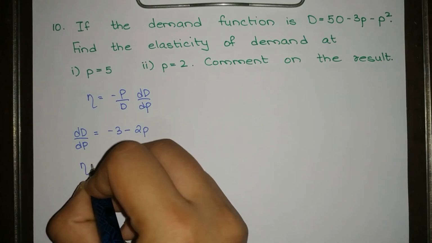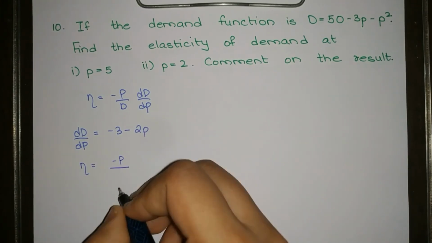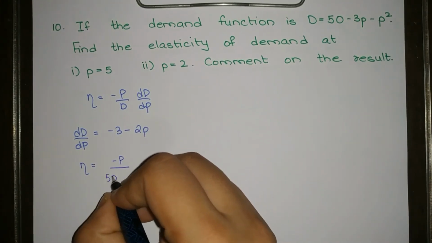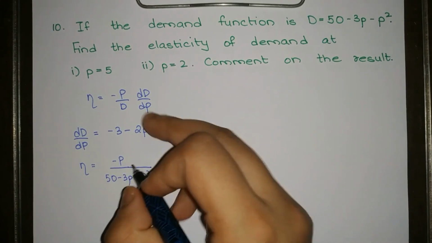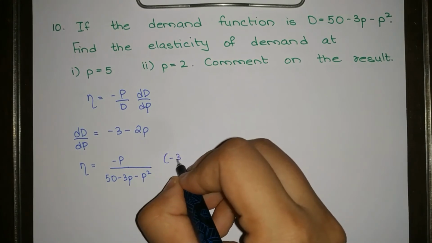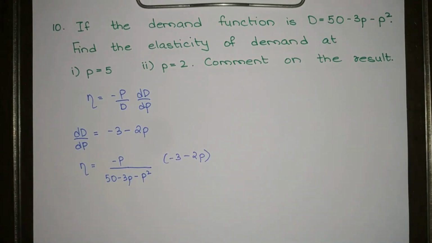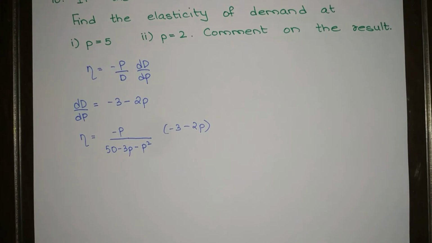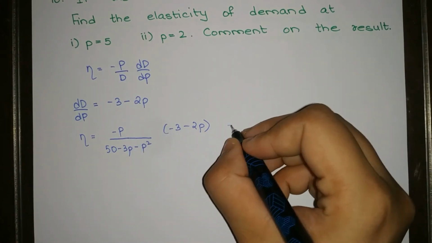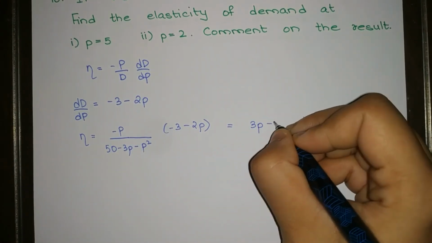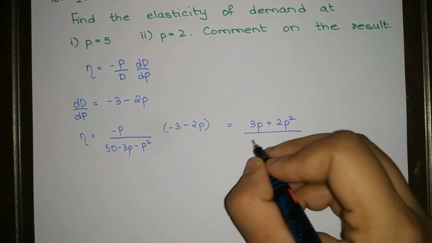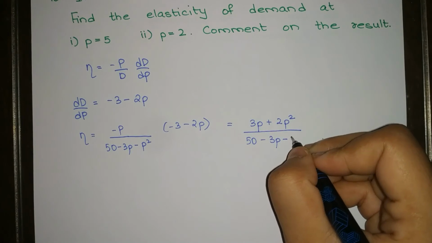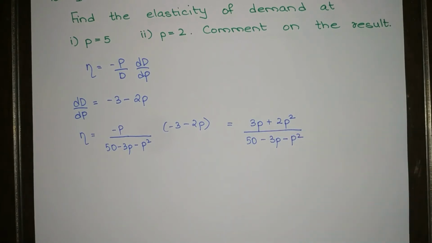So then eta is equal to minus p divided by d, in place of which we have 50 minus 3p minus p square. Okay, and then this will be equal to minus 3 minus 2p. Okay, so because of this we can also simplify this a little. So we will get 3p plus 2p square divided by 50 minus 3p minus p square. Okay, now let us put in the values of p.